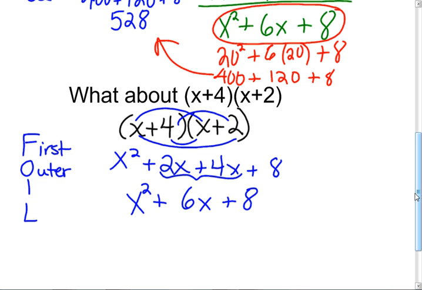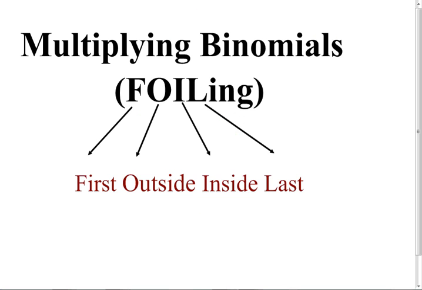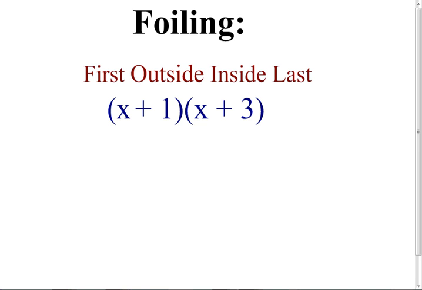Now, it doesn't matter if you do the first one first and then the outer, inner, and then last. Order doesn't make any difference. But it just helps you stay organized. So there it is, multiplying binomials. You will most likely not get a binomial.